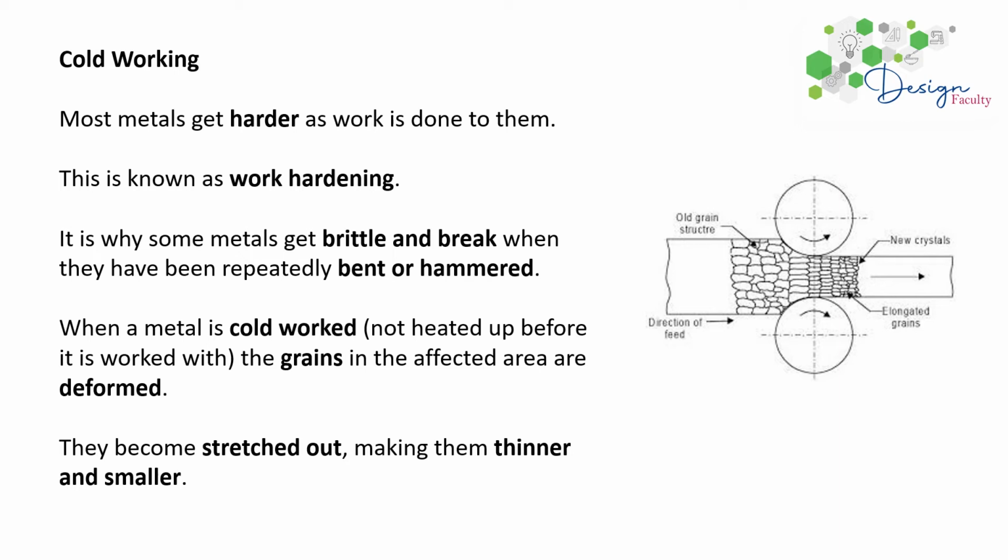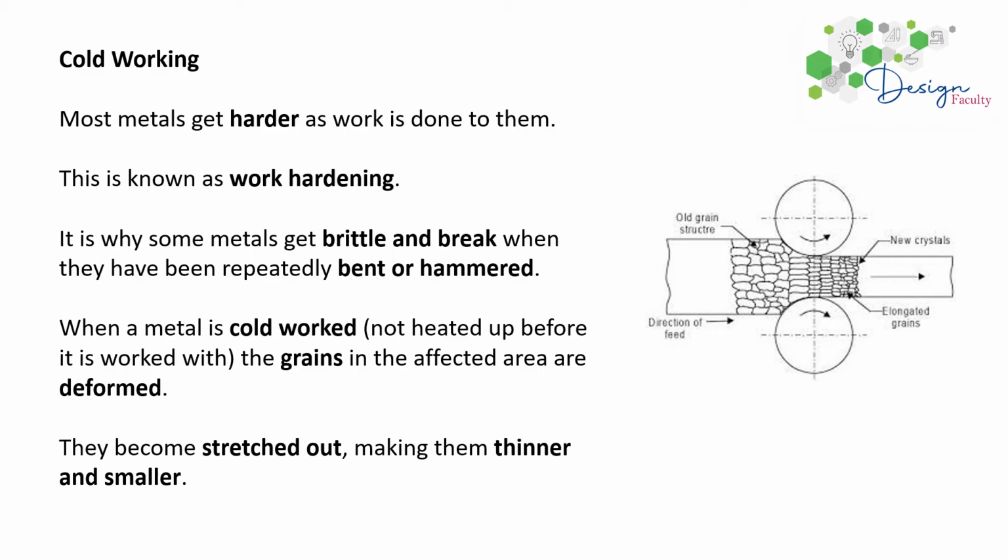So we might be working on it with a hammer, we might be working on it at the lathe or in the milling machine, and it's the material, the metal, is taking an impact. And most metals get harder as work is done to them. And this is known as work hardening.